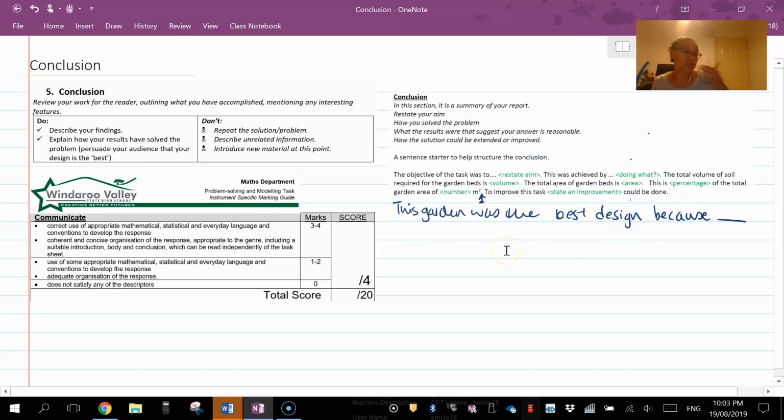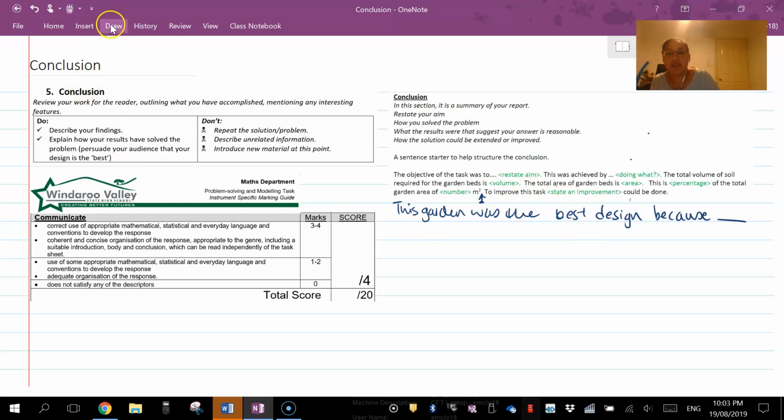So you might have a summary of things that you did. You considered all aspects of the task sheet, the requirements, or you might have considered it the best because your percentage of garden bed is a value that you deem to be high enough. Whatever the case is, you need to make a statement. You could also say what an improvement could be, like if this task was done again, but you really don't need to do that, because if you're saying it's the best, that would be quite contradictory. So pick one, whatever you like to do.